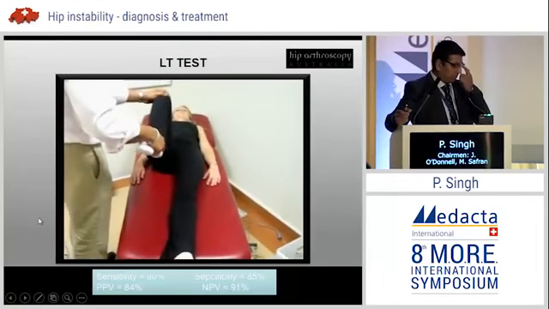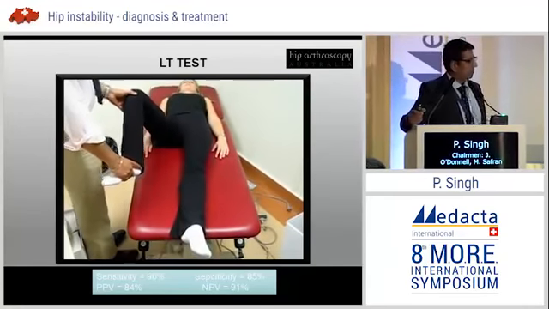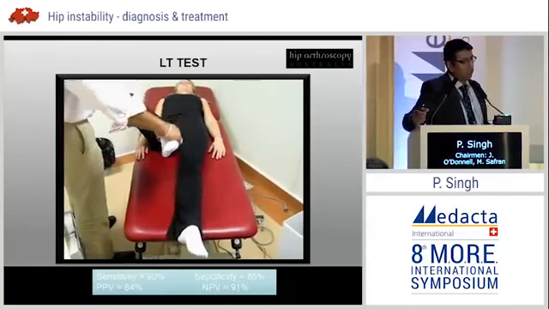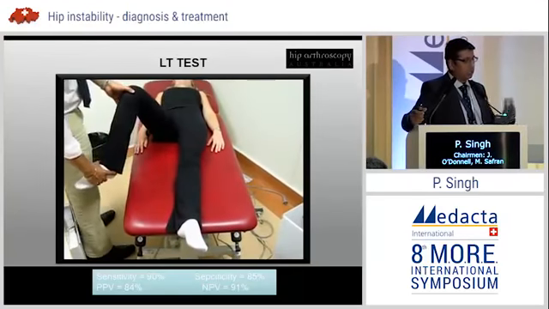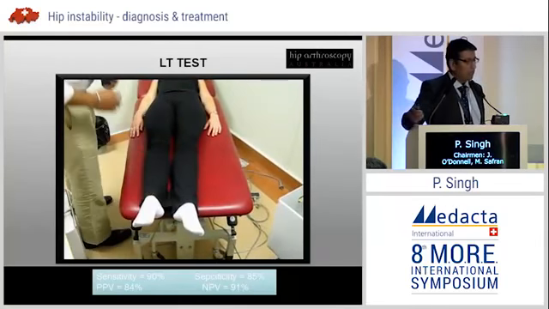So you fully flex the hip and you bring it back by 50%, you fully abduct the hip and you bring it back by 50%, and then you tension the hip in internal and external rotation. If you've got tears of the anterior or posterior bands, you can reproduce some pain.